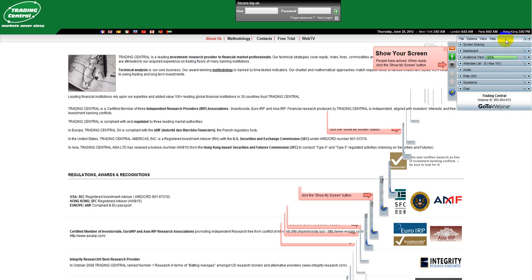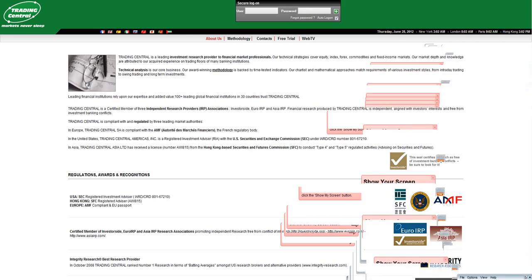Today we will be analyzing what Trading Central is. We will be learning how to use Trading Central to our own benefit, and we will move forward by showing you how to enter Trading Central through the platform.